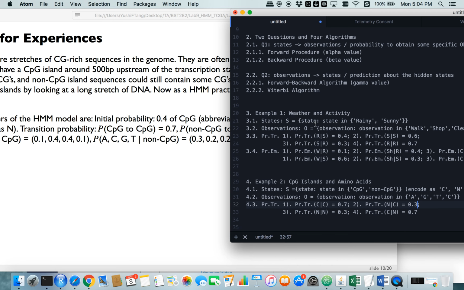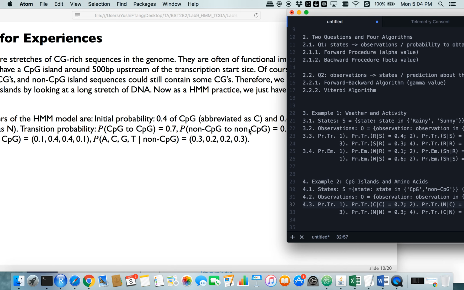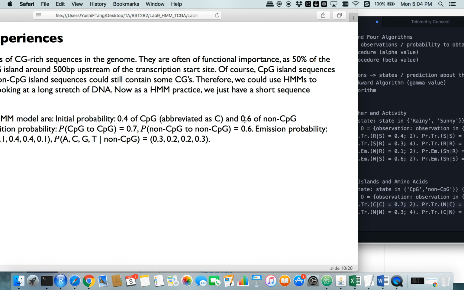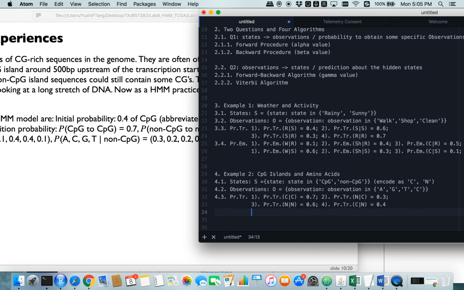And then the second number: given that the previous loci is a non-CPG island, the current loci being a non-CPG island is 0.6, right? Yeah, so it's 0.6. And given this number, we can calculate that given the previous loci as the non-CPG island, the current loci as the CPG island, the chance would be 0.4. So that's the transition probability.